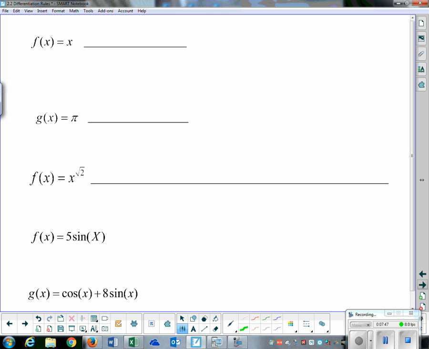A few more to practice. F of x equals x. Well, this has an invisible power. We know that understood power is 1. So using the power rule, I would get that 1 comes down, x goes to 1 minus 1. And that's going to make this f prime of x equals 1, x to the 0. But anything raised to the 0 turns out to be 1. So I ended up with 1 times 1, which is 1.